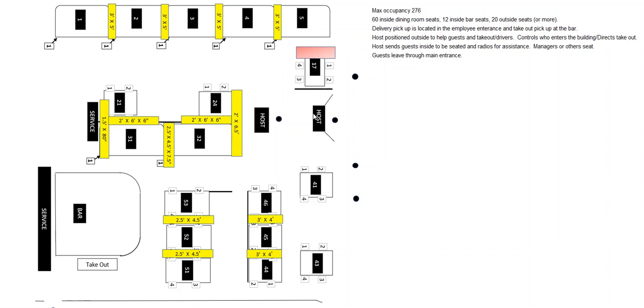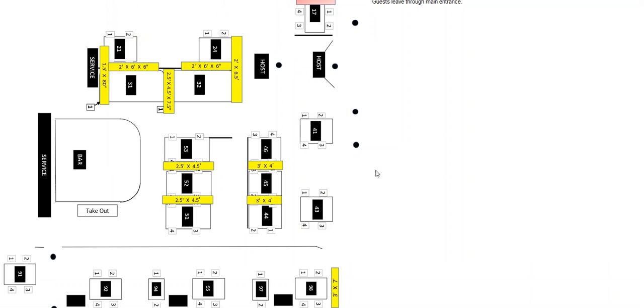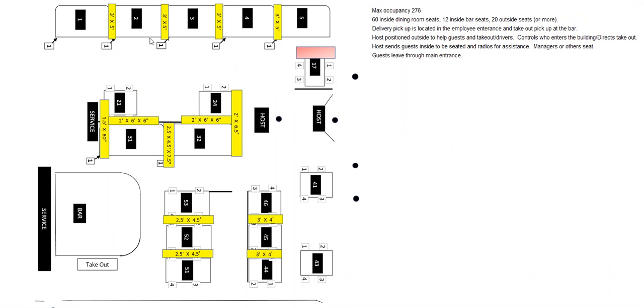My plan again is to have the host stand outside or in the entryway, keeping people from coming in. They can let people in when we're ready to seat them. Otherwise, people can wait outside. Fortunately, Tacoma has covered area, or people can wait in their cars if it's raining and they don't want to wait outside. So that's the dining room, basically.